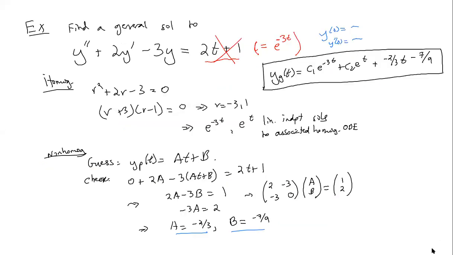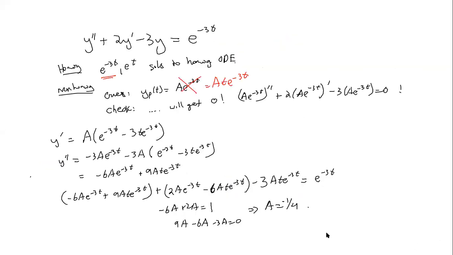Oh yeah, so maybe we should finish the problem. Our final answer, so we shouldn't stop here, right? We wanted to find general solutions. So our general solution is C1 e to the negative 3t plus C2 e to the t. That's our homogeneous one plus our particular one.